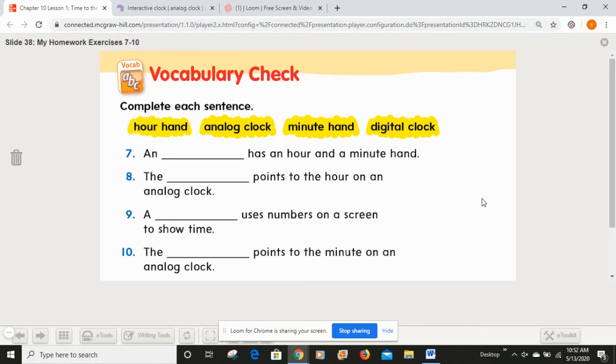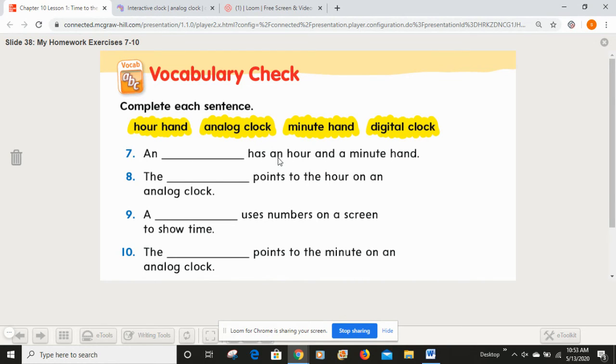All right, here is just some vocabulary. I think hopefully you did well on your guided practice yesterday, and so you'll do well on the independent practice today. But here was some of the vocabulary from Lesson 1. It says complete each sentence. The hour hand, analog clock, minute hand, and digital clock. So the first question reads, a blank has an hour and a minute hand.